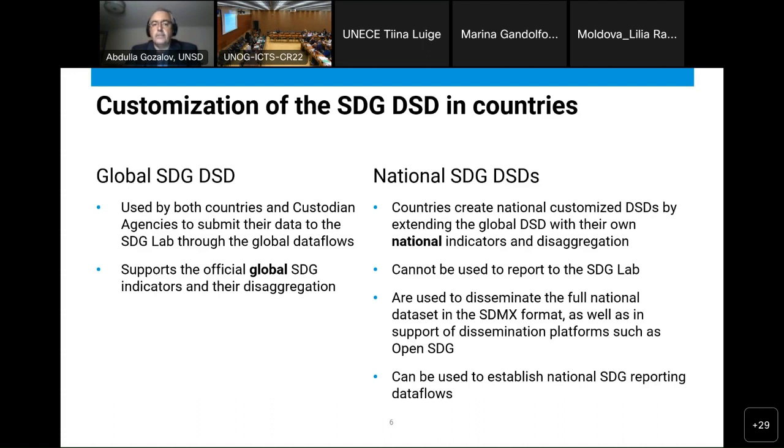So if a country wishes to make its national data set available in the SDMX format, they can extend the global data structure definition with their national indicators and disaggregation. Basically you use the global SDG DSD to transmit the data. You can use it to transmit the data to the SDG Lab. You can use it to compare the global and national data sets. And you can use the customized national SDG DSD to disseminate your national SDG data set in the SDMX format to make it available for dissemination.